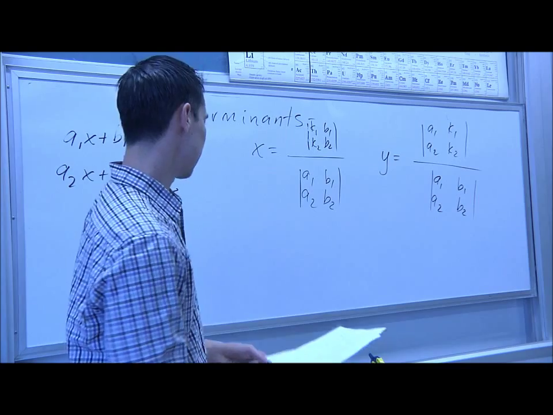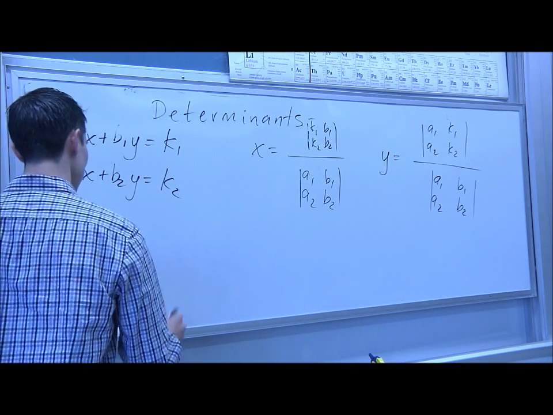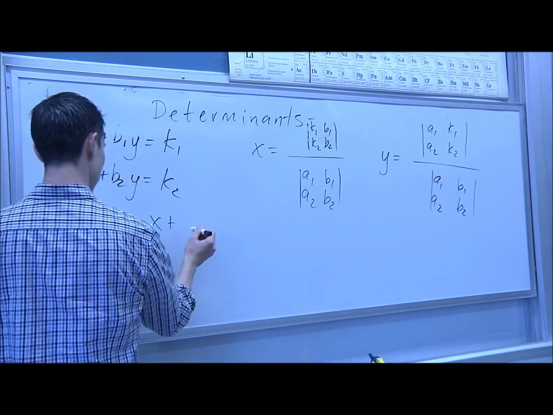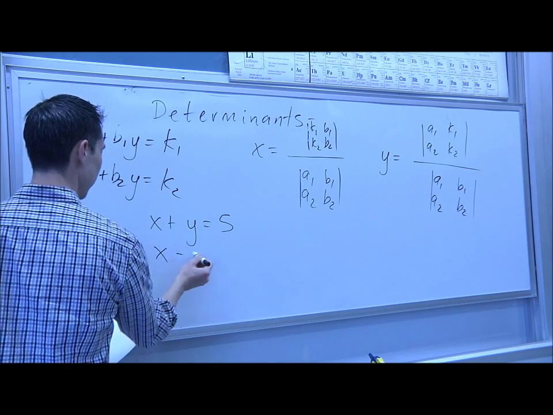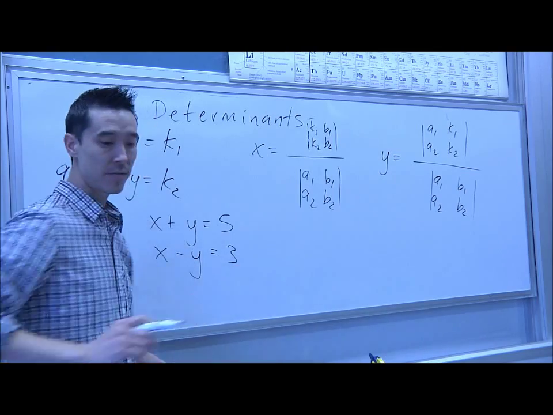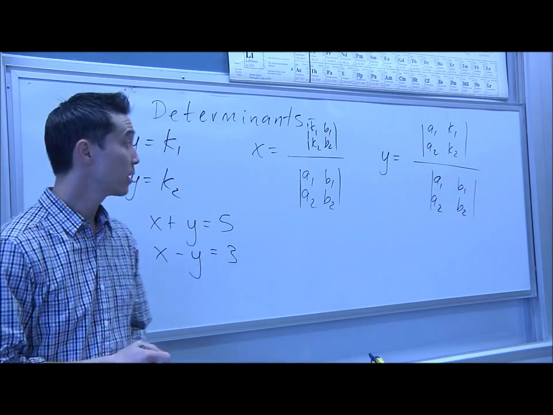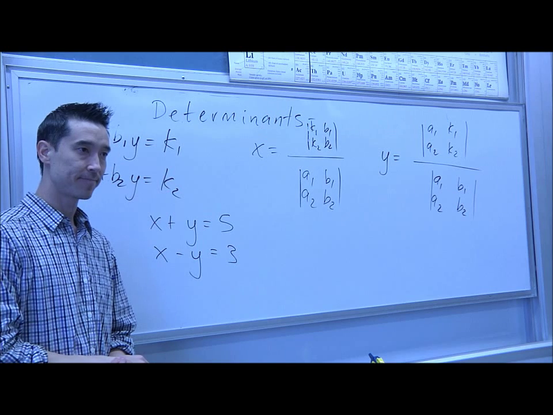Let us do an example. Let's say our equations are x plus y equals 5 and x minus y equals 3. I'm going to solve this system of equations using the determinants method. Okay?